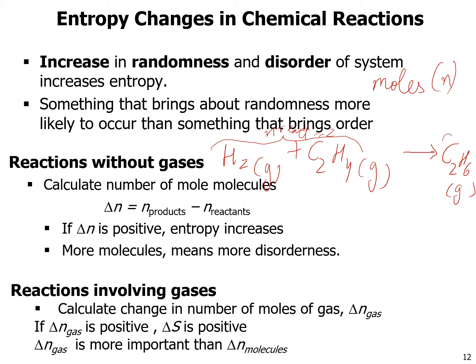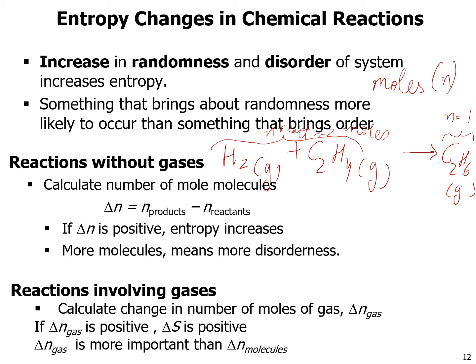How many moles of gas am I producing at the end? Just 1 mole of C2H6, right? So I'm essentially going from 2 moles of gases to 1 mole of gas. So what am I doing to the total number of particles in this system? I'm decreasing the number of particles in the system. So if we are decreasing the number of particles, what would happen to entropy? Entropy is also going to decrease.